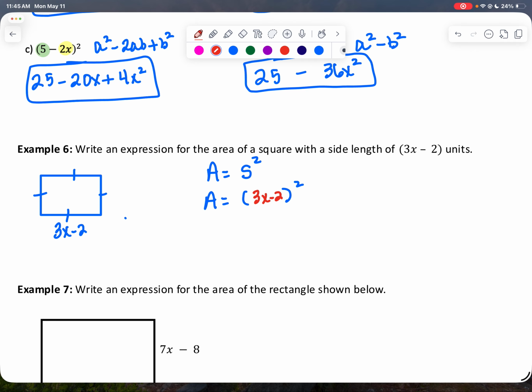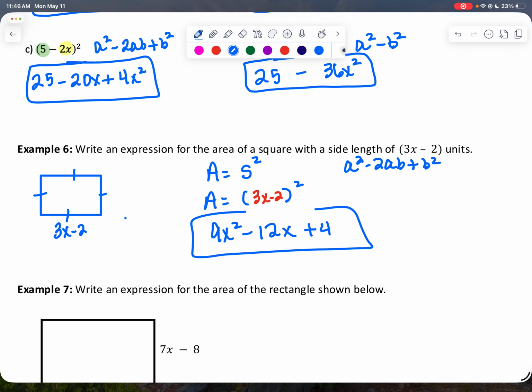3x minus 2. Now, when we square a binomial, we can use this pattern, a squared minus 2ab plus b squared. So I'm going to take my first term, 3x, and square it. So 3x times 3x is 9x squared. Now take your first times your last. So 3x times 2 is 6x, and double it. So 6x doubled would be minus 12x. And then square your last term. 2 squared is 4. So there's an expression for the area of that square.